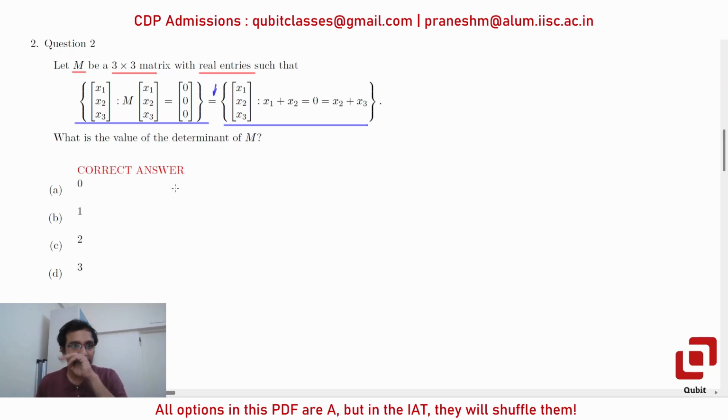So we are given two sets. Both these sets contain 3 by 1 vectors or matrices, x1, x2, x3, and they are saying that these two sets are equal. Okay, and they are asking us to find the value of the determinant of M. Now this is actually a standard problem in linear algebra.